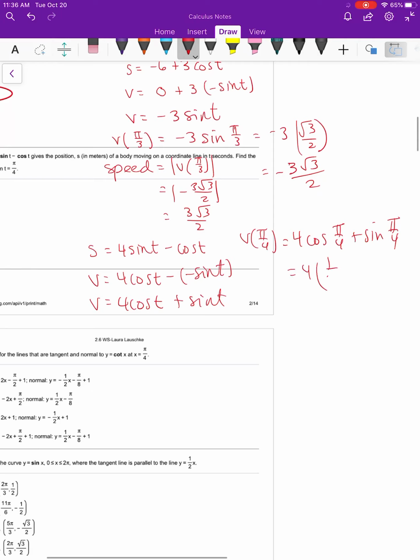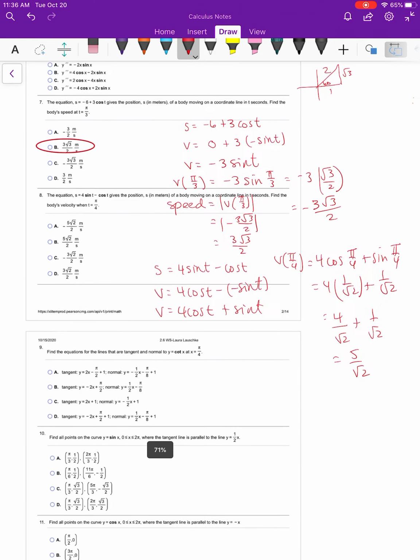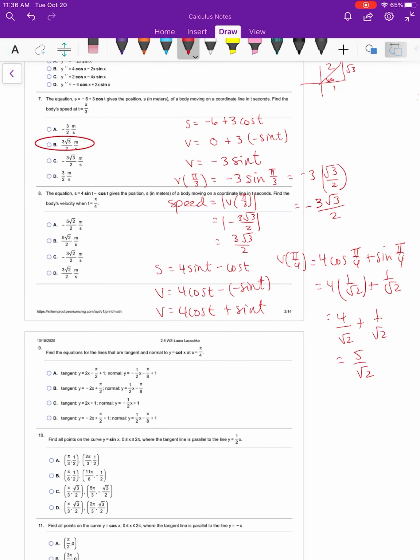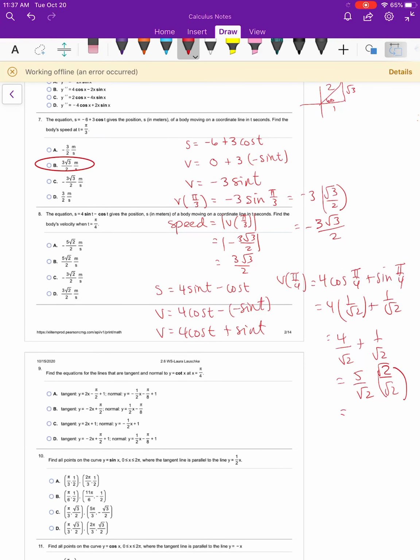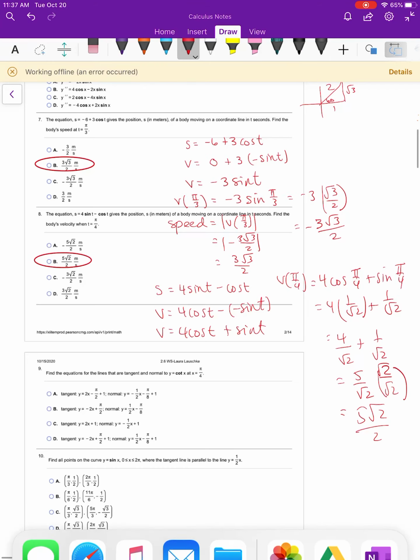Well, the cosine of pi over 4 is 1 over the square root of 2. The sine of pi over 4 is 1 over the square root of 2. So 4 over the square root of 2 plus 1 over the square root of 2 is going to be 5 over the square root of 2. And if you rationalize it, you get 5 root 2 over 2. And that's positive. That one's going to be B also.